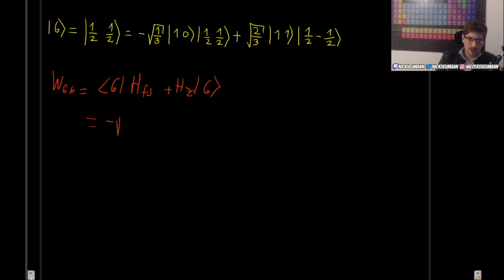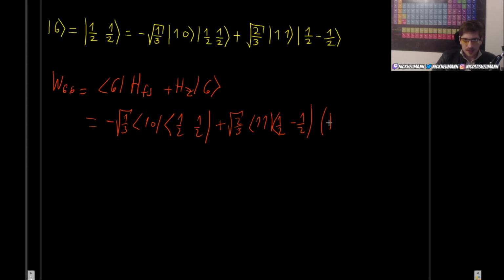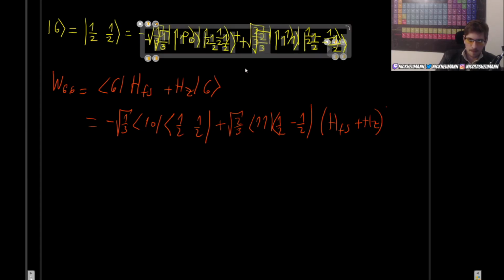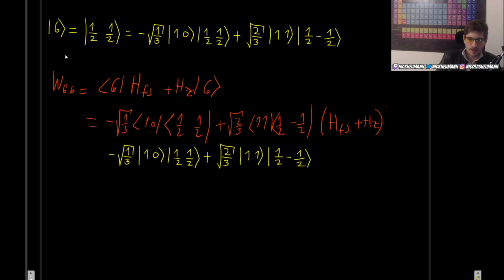So we get minus square root of this, 1, 0, then we get 1/2, 1/2. I'm thinking if I should multiply through right away, but I think we can just do it later. I'm going to write it like this once, and then we can go a little bit faster when we are multiplying. Then we get the Hamiltonian for fine structure, the Hamiltonian for Zeeman, and this will act on this part right here.